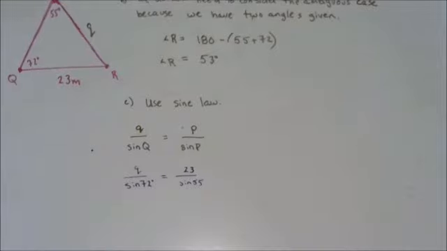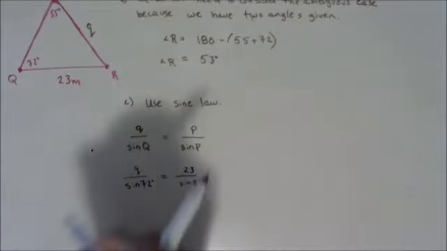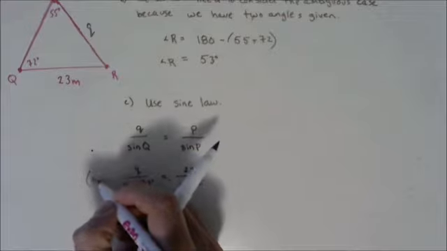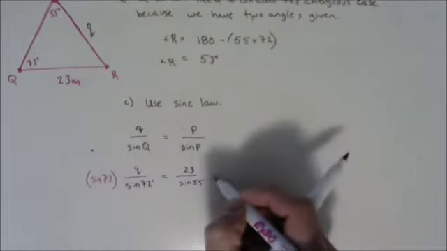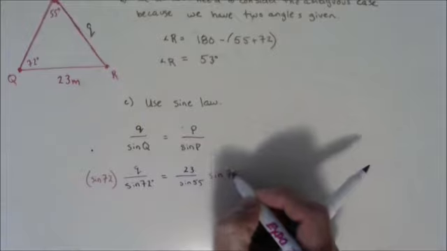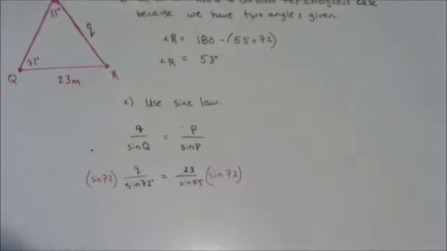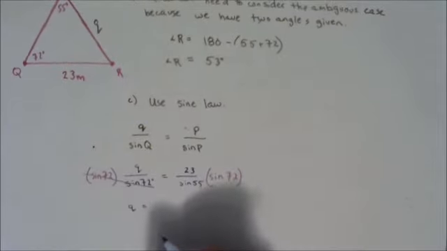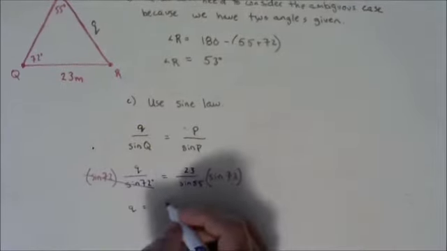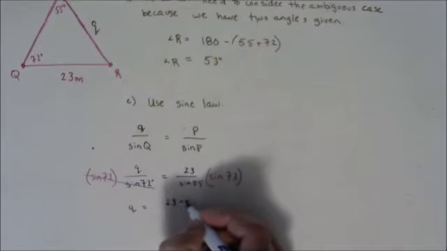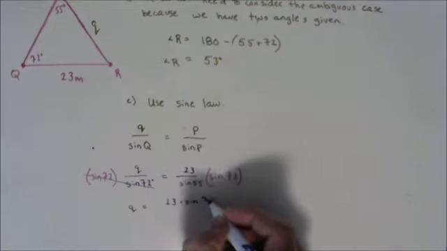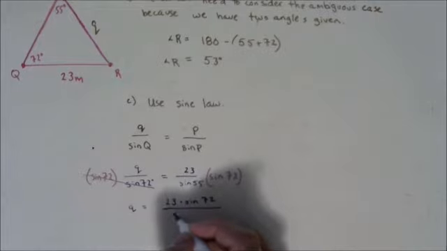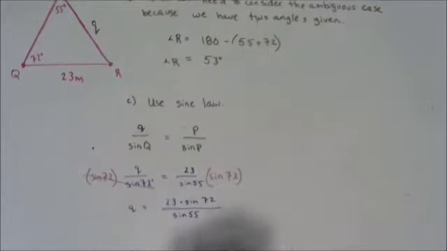From here, I can see that all I need to do to get Q by itself is multiply both sides by the sine of 72. That will cancel out those guys, leaving Q by itself on the left. And on the right, I will have 23 times the sine of 72 over the sine of 55. I can put that in my calculator in 2 steps. Okay, actually you can do it all in 1 step.